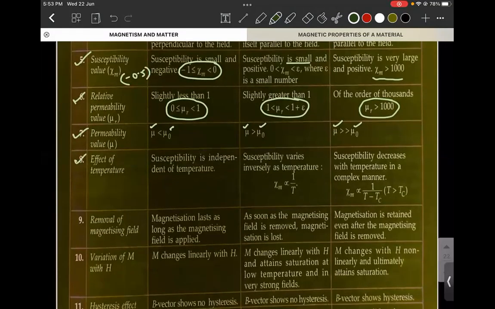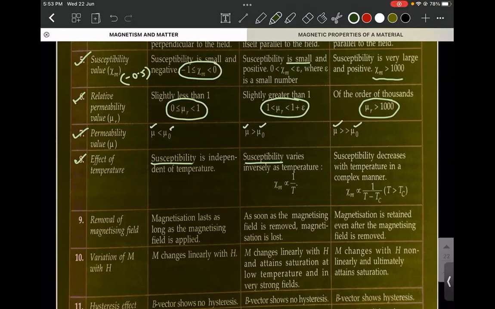Next is the effect of temperature. That is, if I take a diamagnetic material and try to magnetize it along with the rise in temperature, then the susceptibility of a diamagnetic substance is independent of temperature. Whatever temperature you maintain, it will say, I am not going to respond to the magnetic field. Whereas the susceptibility of a paramagnetic substance is inversely proportional to temperature. Means if you keep increasing the temperature of a paramagnetic substance, the lesser will be its tendency to get magnetized.